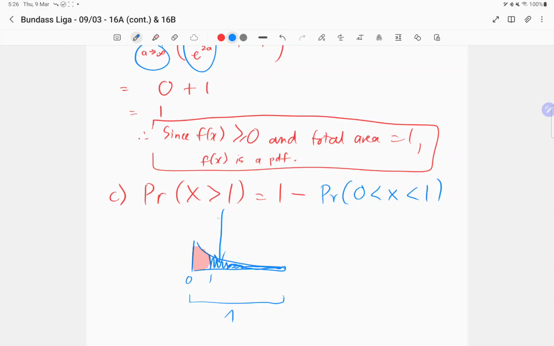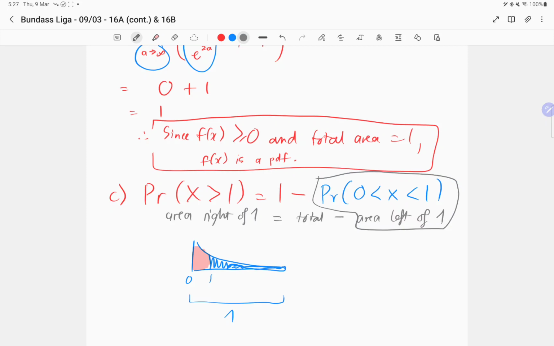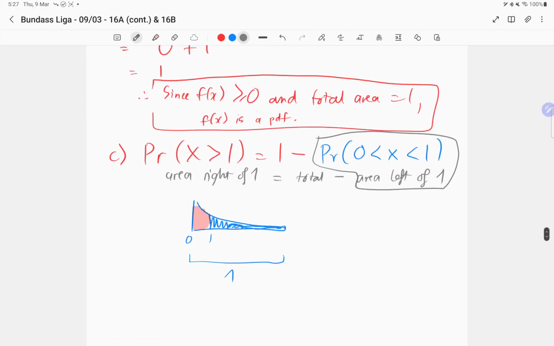Does that make sense? Think of it as: this one is the area to the right of 1, which equals the total minus the area to the left of 1. Area to the right plus area to the left of 1 equals 1. So the area to the right is 1 minus the area to the left, and the area to the left of 1 is your probability of x between 0 and 1. Make sense? And what's the probability of 0 less than or equal to x less than 1?